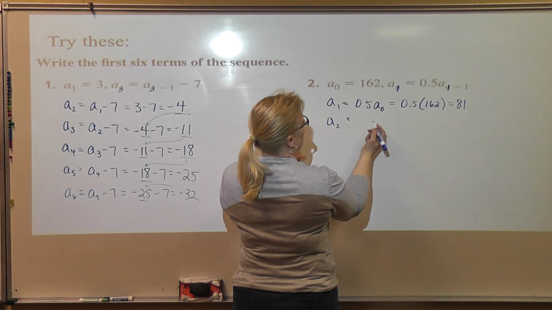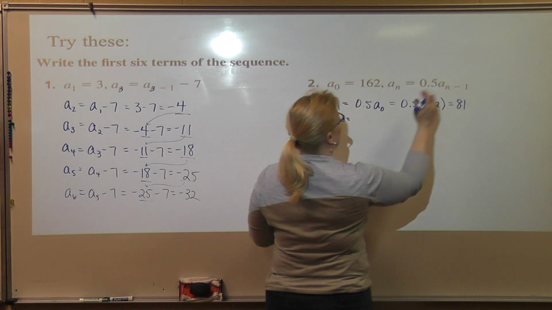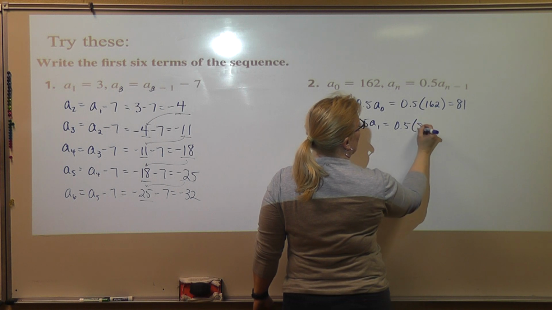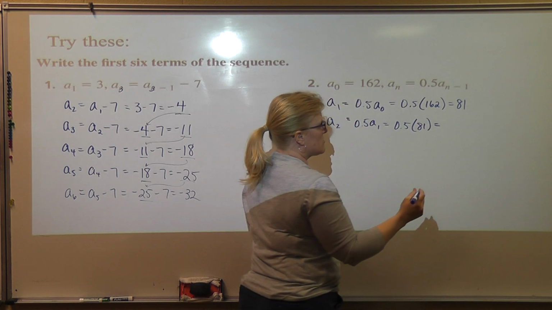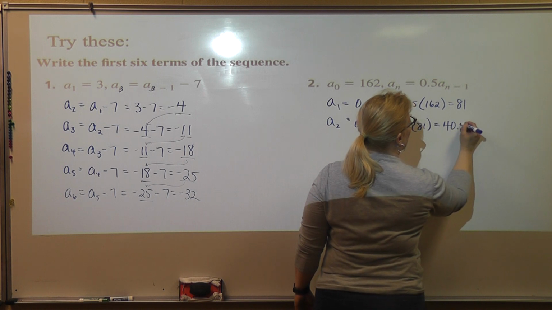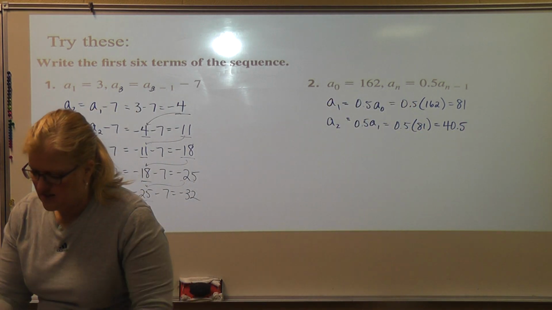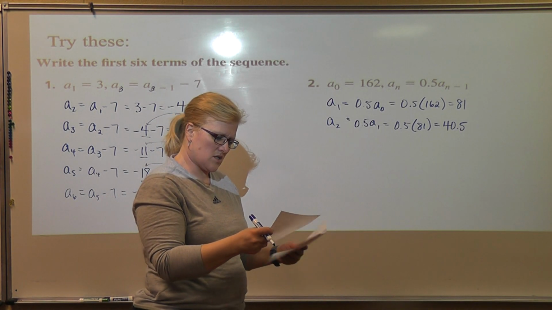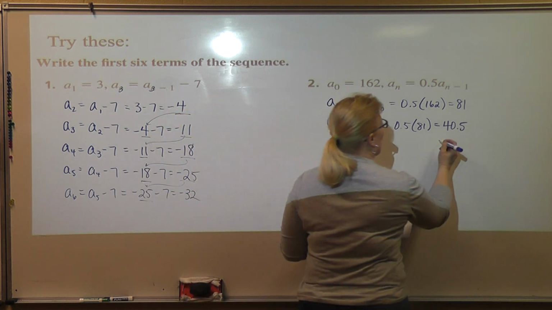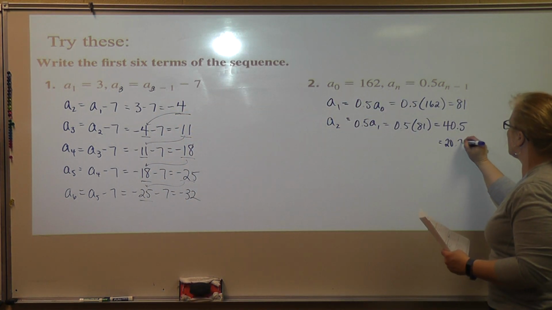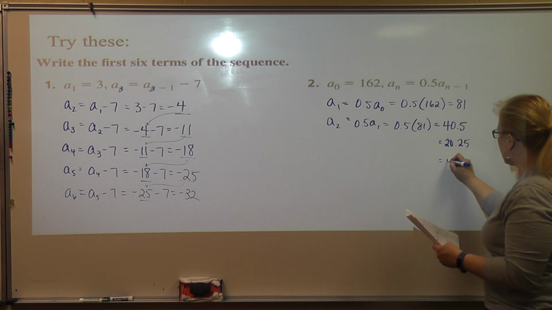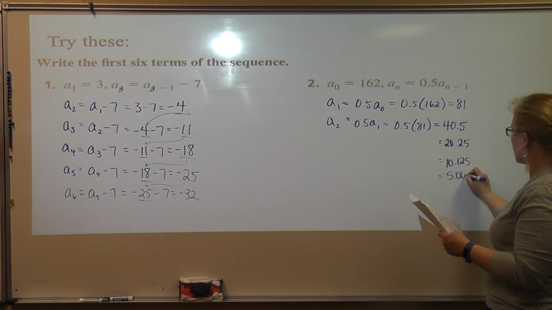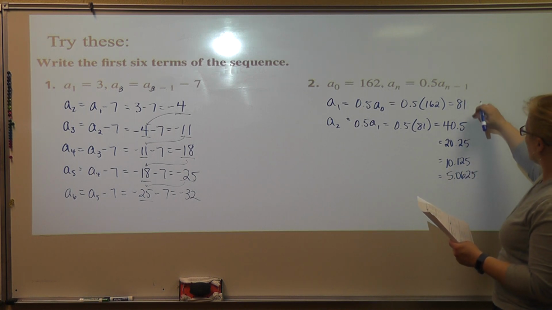So a sub 2 is going to be 0.5 times a sub 1, which is 0.5 times 81. Okay, and that is 40.5. And just looking then at this pattern, the next one's going to be 20.25. The next one is 10.125. The next one is 5.0625. Right? 1, 2, 3, 4, 5, 6.